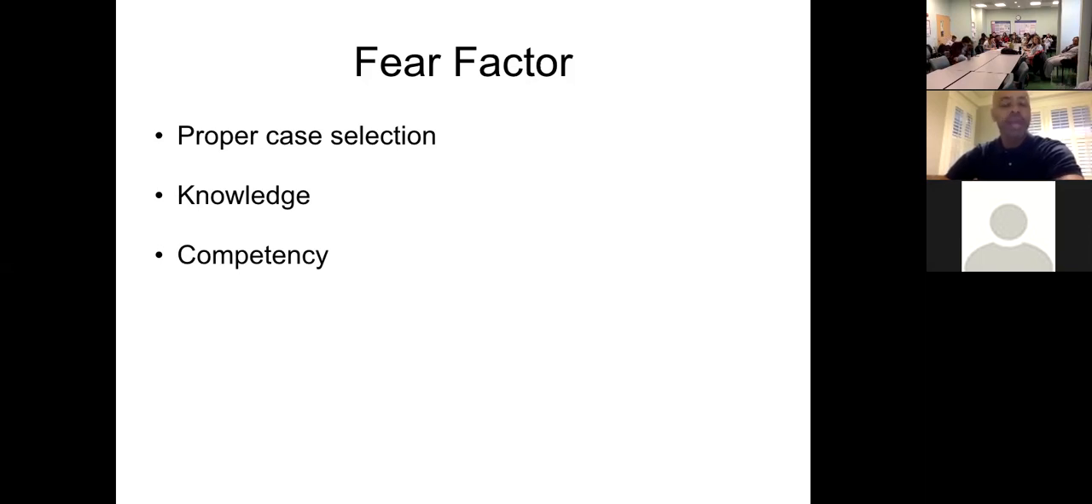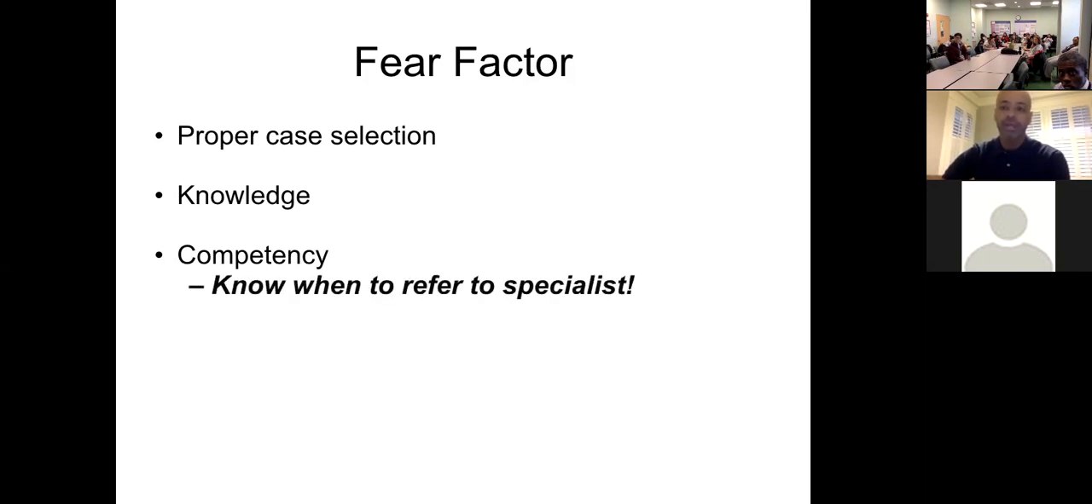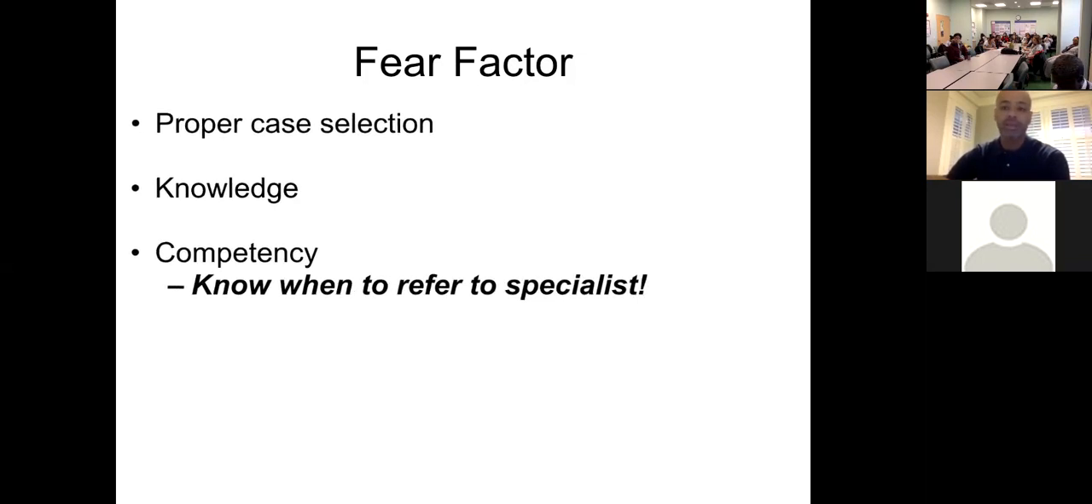Your knowledge that you gain in school or in your own experience is going to help you with that. And knowing how competent you are in doing root canals will also help you avoid a lot of these mistakes. And of course, I'm an endodontist, so I'm going to put on there, you gotta know when it's time to refer to the specialist. Not every case is a GP case, okay?